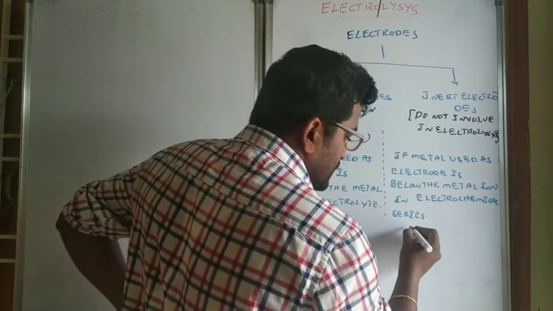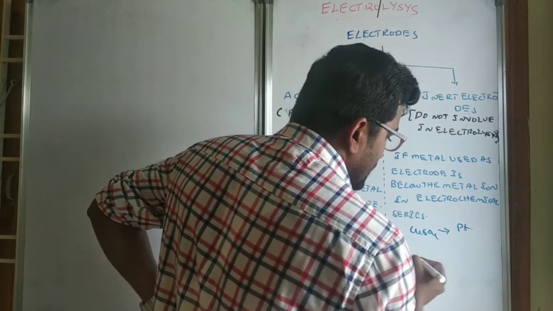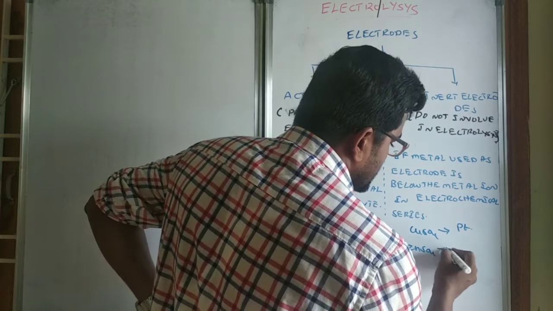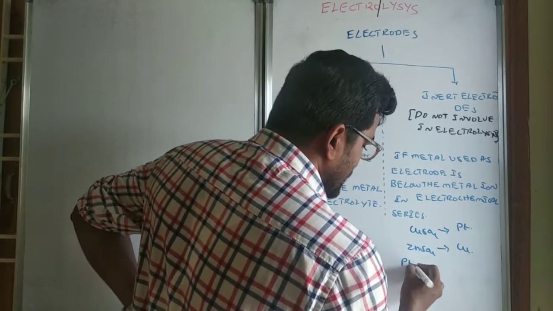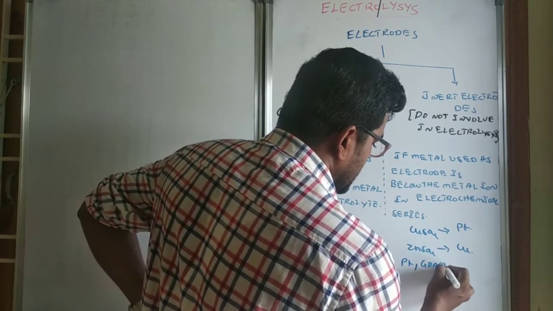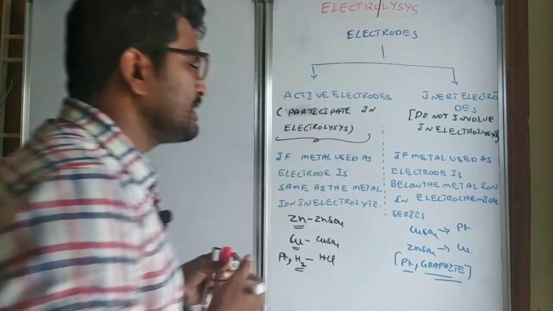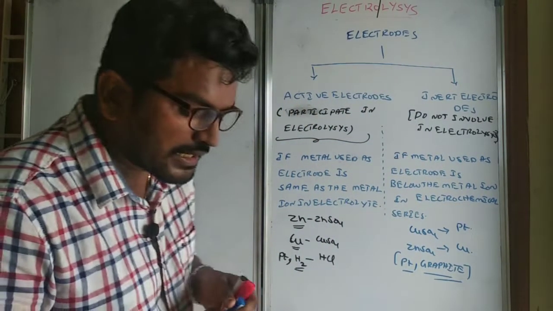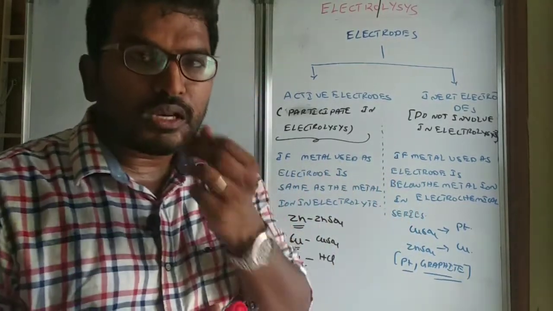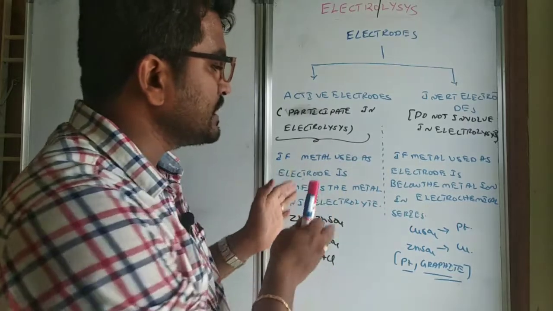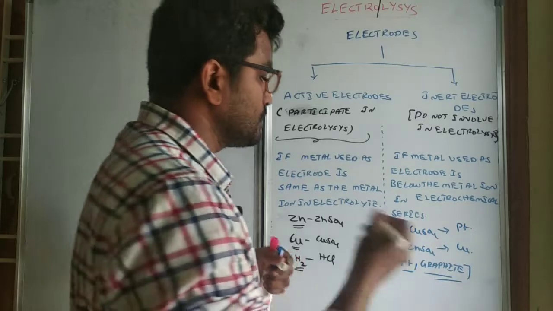See, example, copper sulfate is electrolyzed by platinum electrodes. Zinc sulfate is electrolyzed by copper electrodes. Mostly the inert electrodes are platinum and graphite electrodes. We will consider them as inert electrodes. So you have to understand this. In exams they will not mention whether it is inert electrode or active electrode. You have to understand from the solution whether it is inert electrode or active electrode.